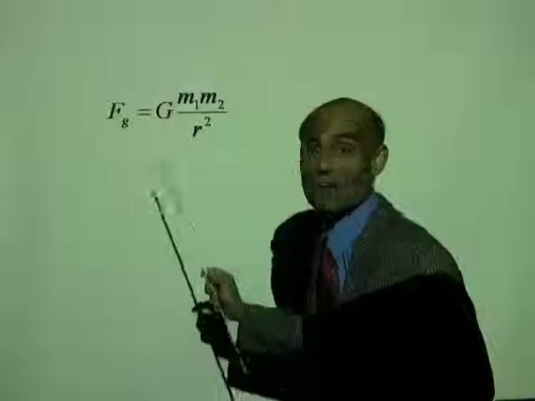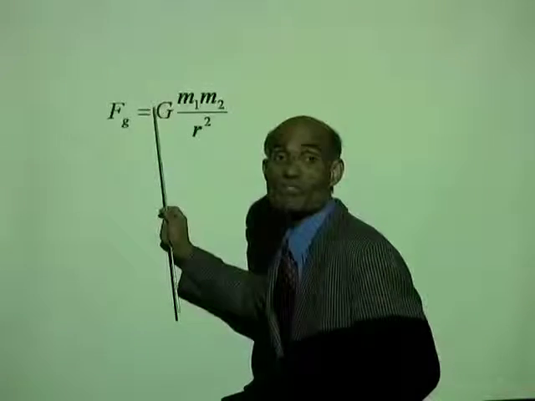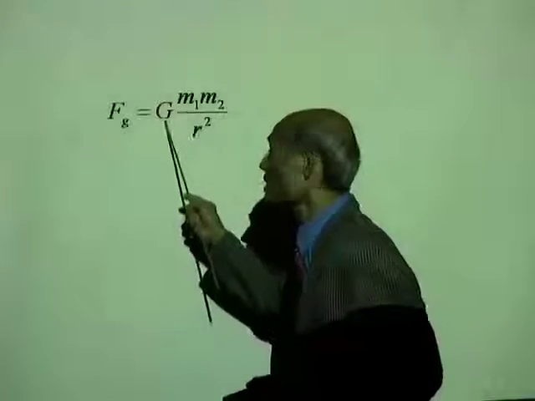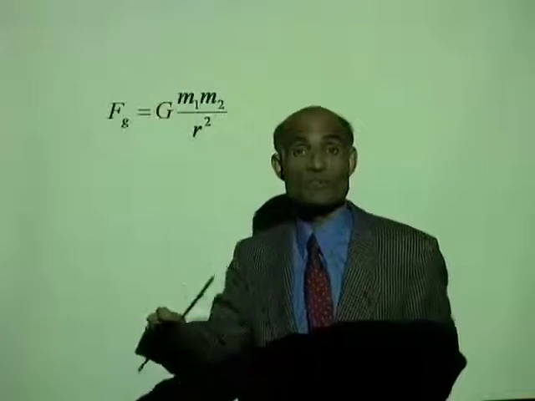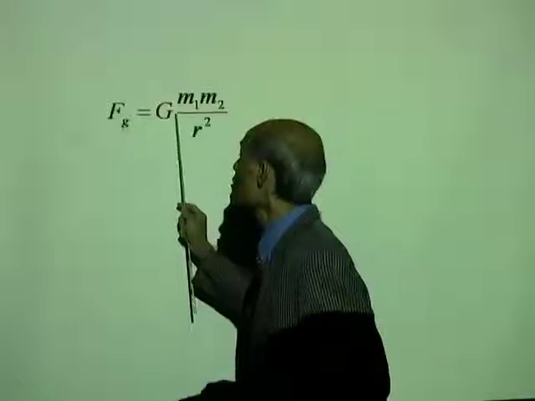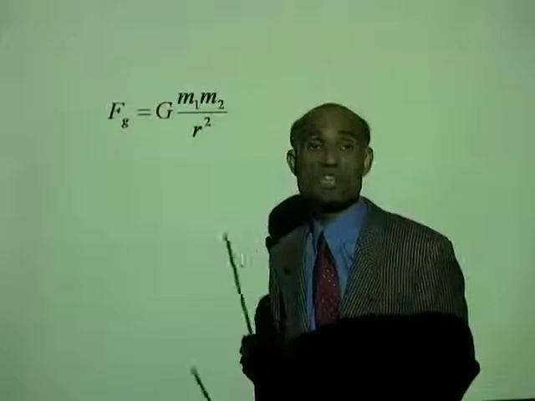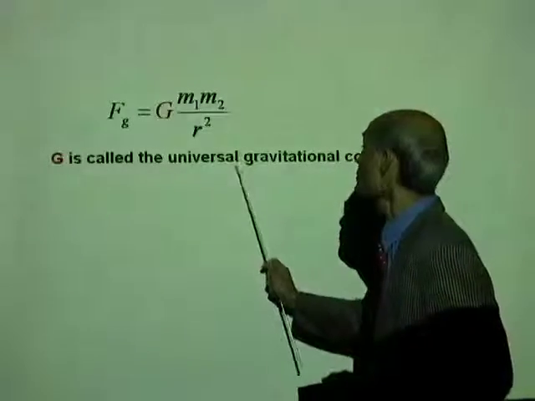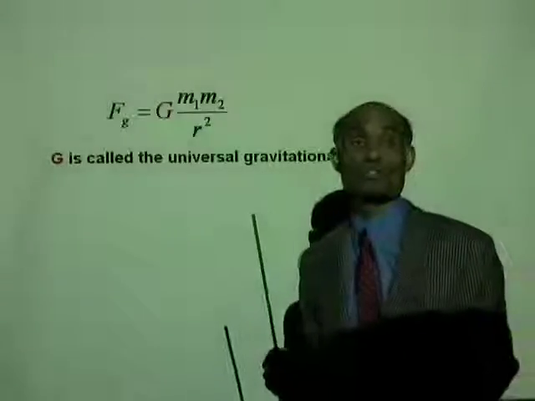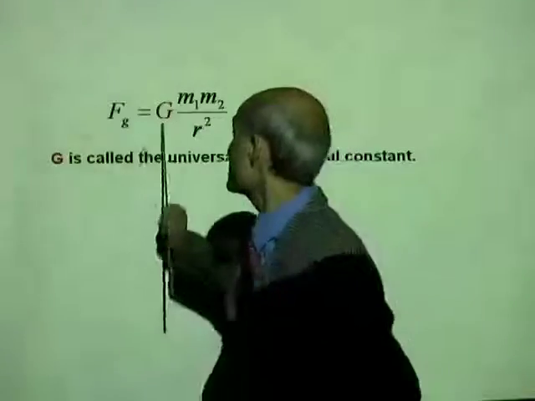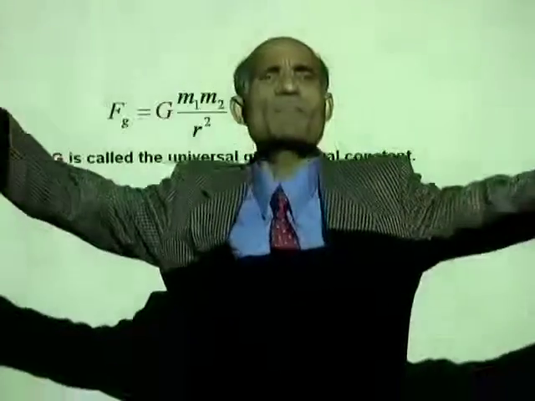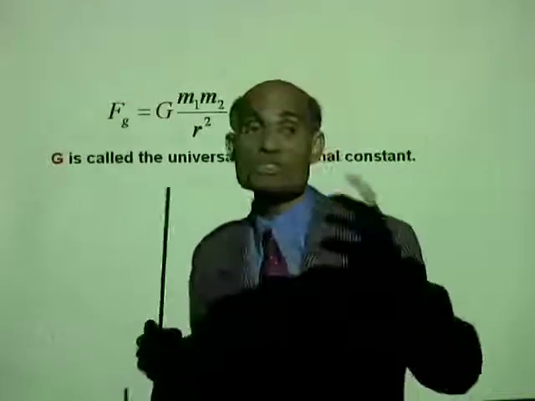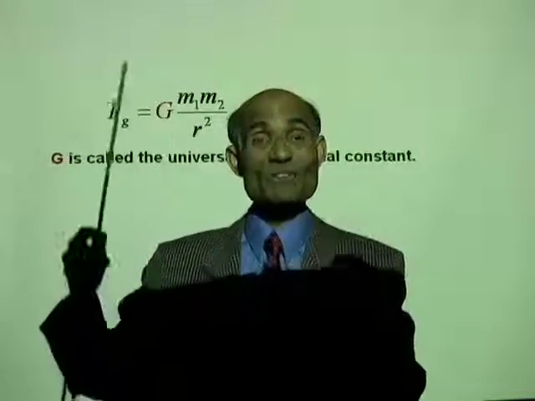That statement can now be rewritten by replacing the proportionality sign by an equal sign, adding a constant. We have been doing that right through the course. What does this stand for? The uppercase G is the constant of proportionality, and it is called the universal gravitational constant. In other words, this G has the same value everywhere in the universe. It doesn't change.